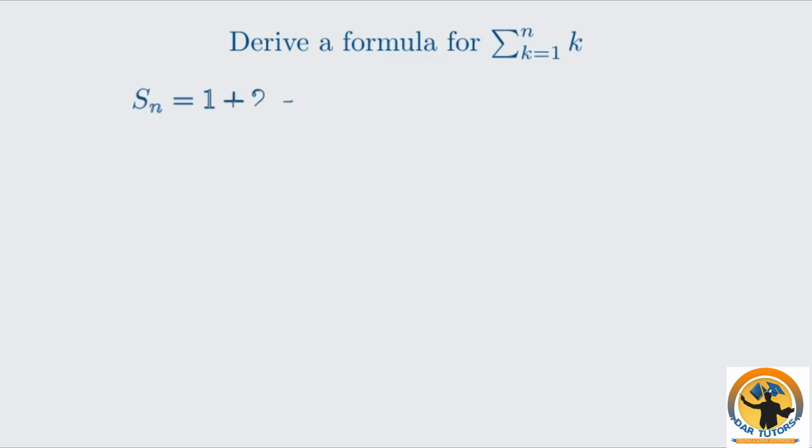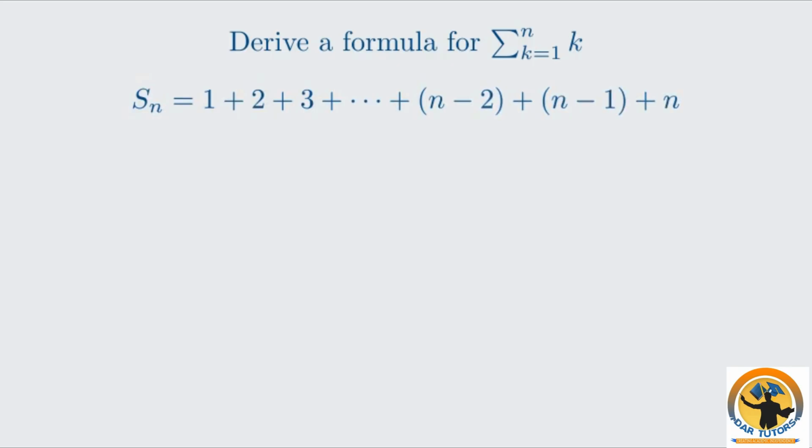Let's explore a classic problem that demonstrates the power of sigma notation and algebraic manipulation. Our goal is to derive a formula for the sum of the first n integers. We want to find a simple expression for the sum from k equals 1 to n of k. Let's call this sum S sub n. So S sub n is equal to 1 plus 2 plus 3 all the way up to n.